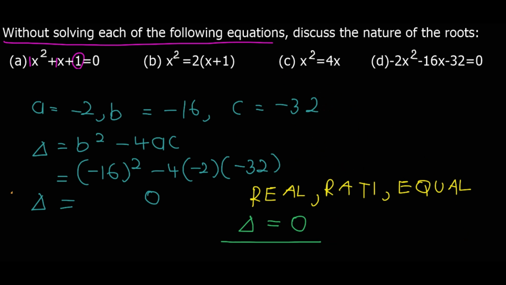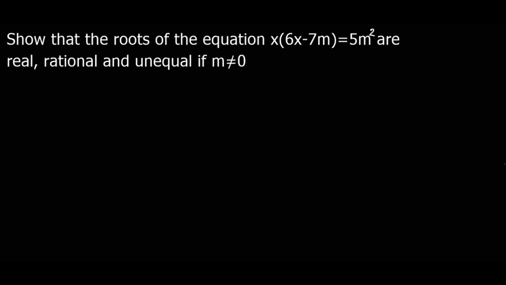Another example, and this one shows that the roots of the equation are real, rational, and unequal if m is not equal to 0. So step number 1, let's make sure we write this equation in the standard form. So we have x times 6x minus 7m equal to 5m squared.